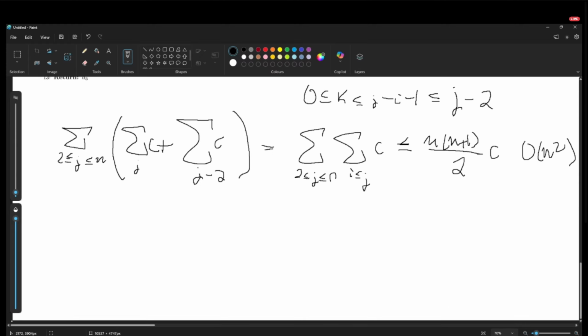And to see that it's n times n plus 1 over 2, note that this summation basically turns into... actually, no, this is right. So basically this turns into C times 1 plus 2 plus all the way up to n, because that's what j is, and then that ends up being exactly this.